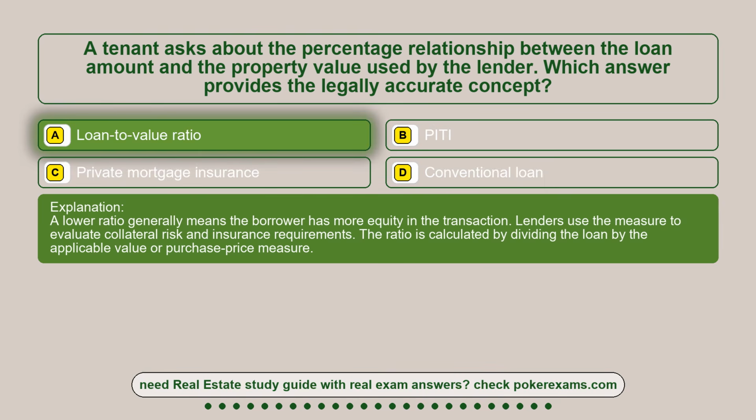A lower ratio generally means the borrower has more equity in the transaction. Lenders use the measure to evaluate collateral risk and insurance requirements. The ratio is calculated by dividing the loan by the applicable value or purchase price measure.